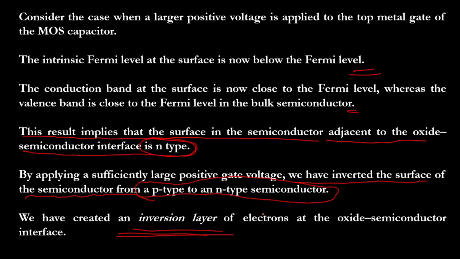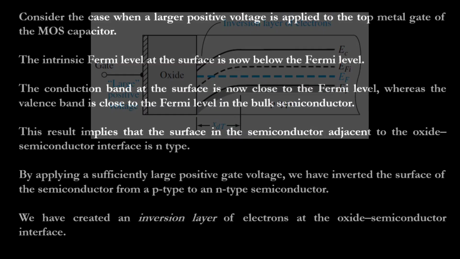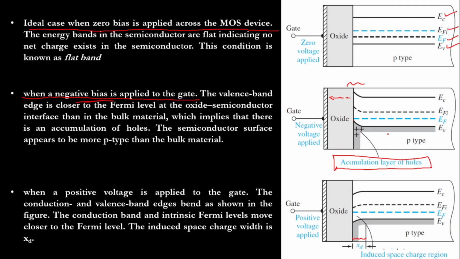So this is the energy band diagram of this MOS capacitor when we apply a large positive voltage at the gate terminal, and in a similar way, this is the energy band diagram of the MOS capacitor when we apply a negative voltage. This is the energy band diagram when you apply zero bias voltage at the gate, and this is the energy band diagram when you apply a moderate value of positive voltage.